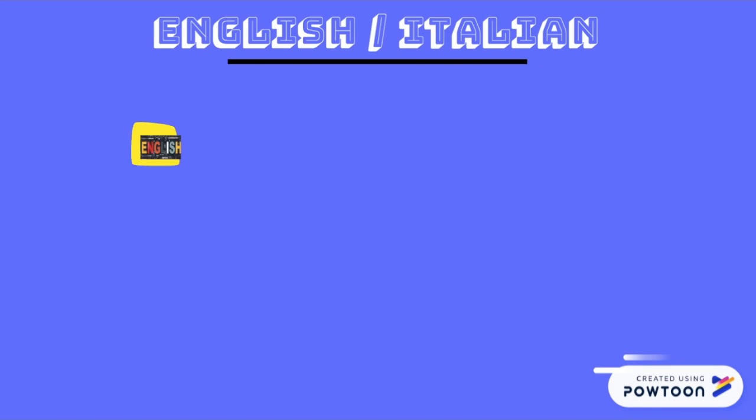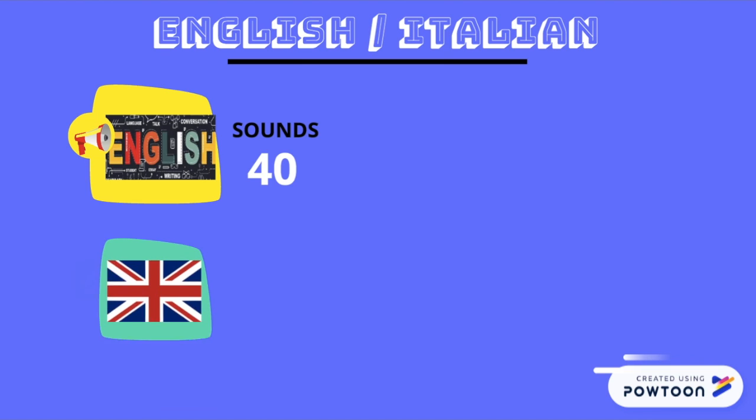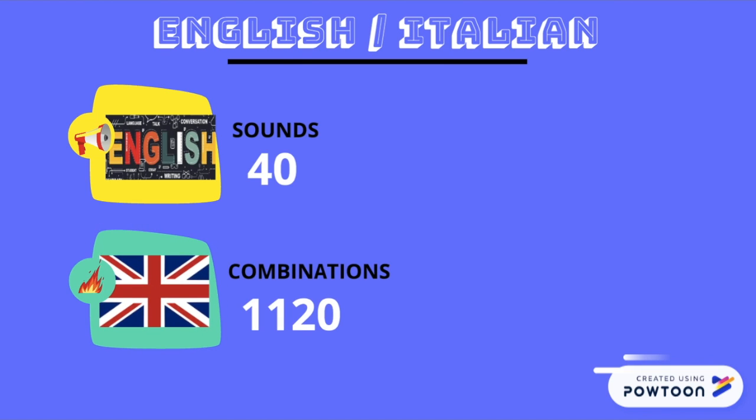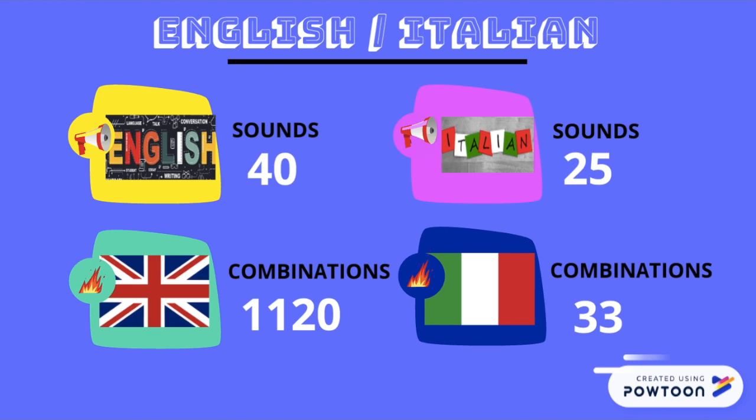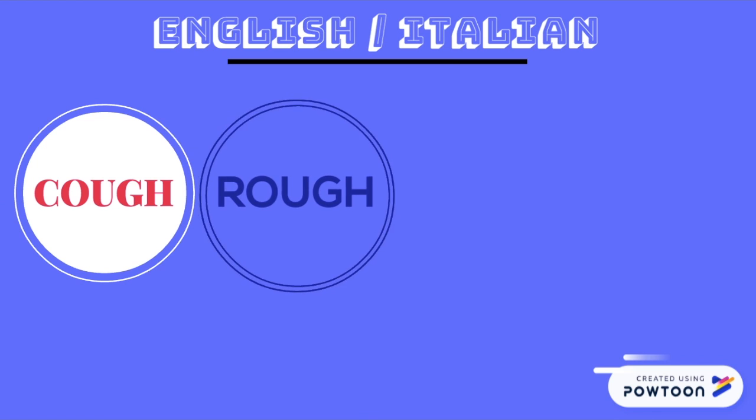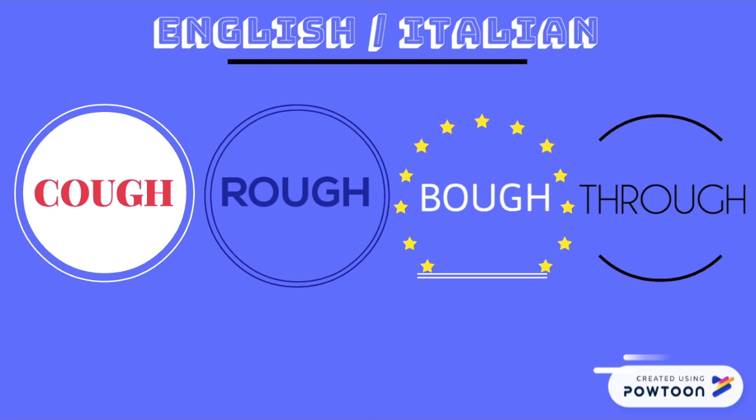The reason being that English has 40 sounds that can be spelled in up to 1,120 different ways, while Italian has 25 different sounds that can be spelled in only 33 combinations. For example, consider cough, rough, bow, and through. They all sound different, even though they're spelled similarly, because English doesn't have a phonetic rule.